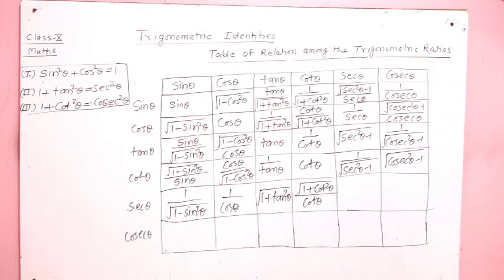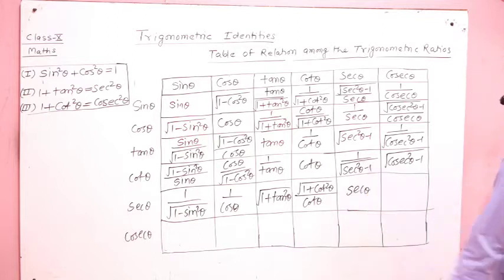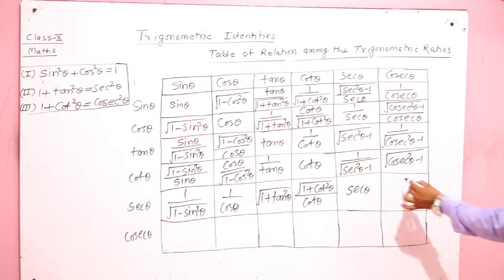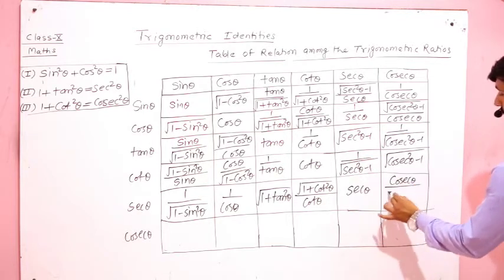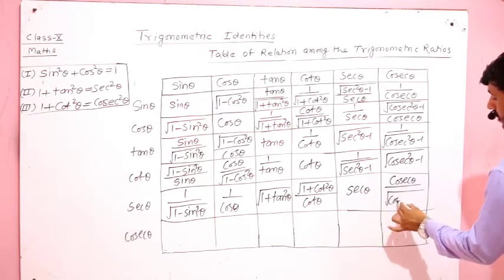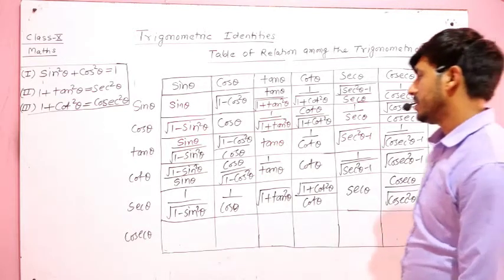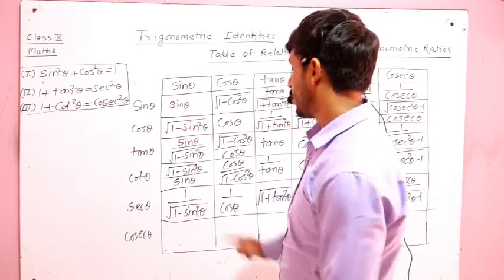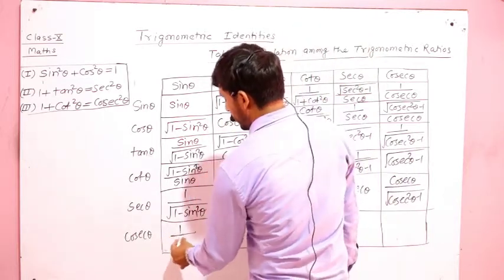Next part, sec theta in terms of sec theta, and that is sec theta. Next part, sec theta in terms of cosec theta, and that is cosec theta divided by root of cosec square theta minus 1. Next part, the last part, is cosec theta in terms of sin theta, and we have 1 upon sin theta.